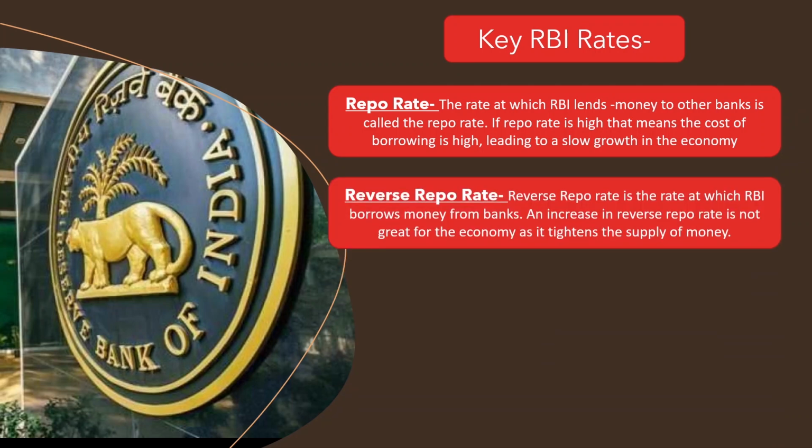The next is reverse repo rate. Reverse repo rate is the rate at which RBI borrows money from the banks. The banks lend the money to RBI, they are certain that the RBI will not default, and hence they are happy to lend their money to RBI as opposed to the corporates. However, when the banks choose to lend money to the RBI instead of corporate entity, the supply of the money in the banking system reduces. An increase in the reverse repo rate is not great for the economy as it tightens the supply of money.